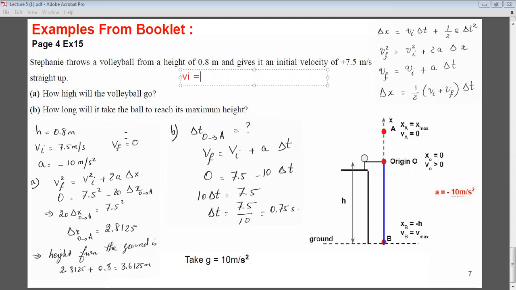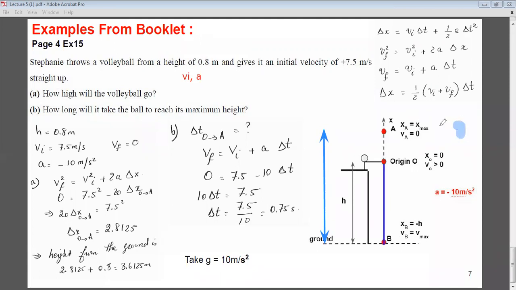So I have the initial, I have acceleration. And what do they want? How high will the volleyball go? Actually, they want it from the floor. So they want from here to here. So first I have to get from where to where?